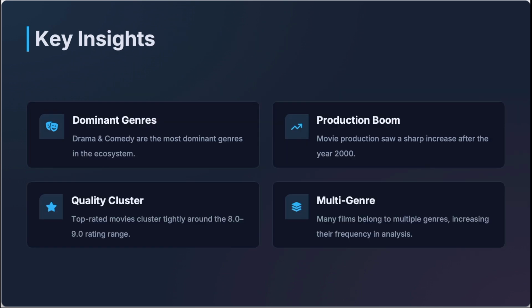Coming to the ninth slide, here's what we found. First, drama and comedy are by far the biggest genres in the industry. We also saw a massive production boom. That means the number of movies being made went up sharply after the year 2000. Interestingly, when looking at quality, we found that the top rated movies mostly fall into the 8 to 9 rating range rather than being spread out.